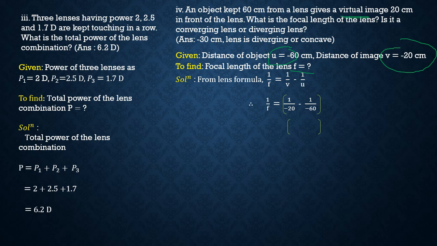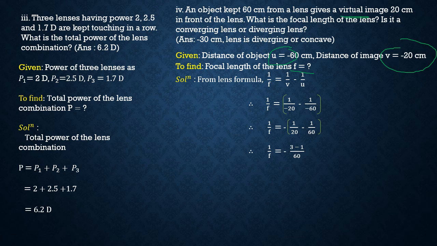So therefore you are getting 1 upon f is equal to minus, taking the minus outside, you can see the minus is common, so 1 upon 20 minus 1 upon 60, correct? Both minus signs have been taken outside. Now here also minus, here also minus, so the middle sign is not changing. These both minus signs are taken outside.